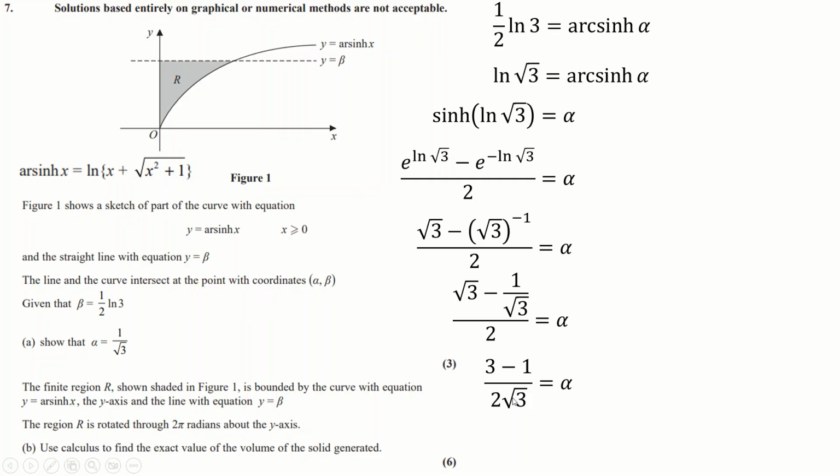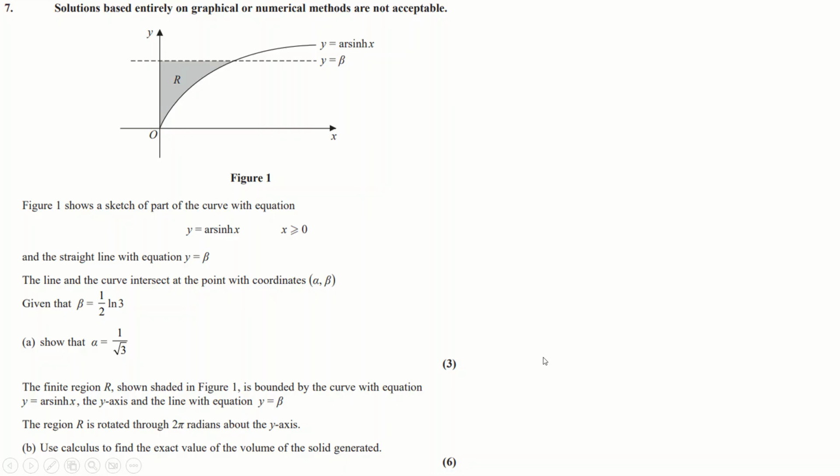This is going to be 2 over 2 root 3, which is obviously just going to be 1 over root 3. I probably did too much work there, and I definitely did too much waffling. But anyway, we have this. Then we have the finite region R, which is this, and we have to integrate this around the y-axis.